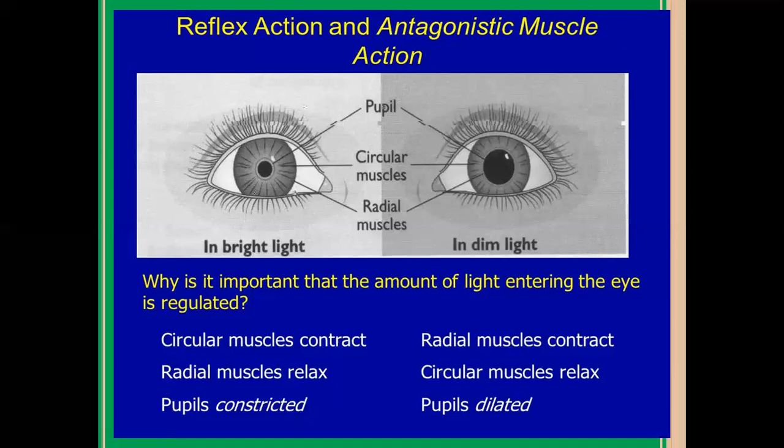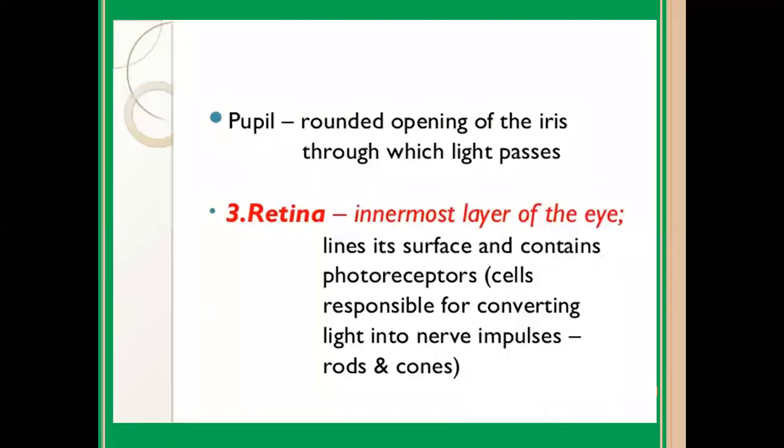Now look at this one, number 3. This is the innermost layer of the eye, and you can also say it is the sensory layer of the eye. Its other name is the retina. This retina contains two photoreceptor cells. These are the rods and cones.